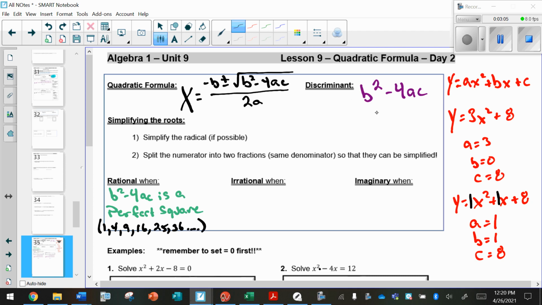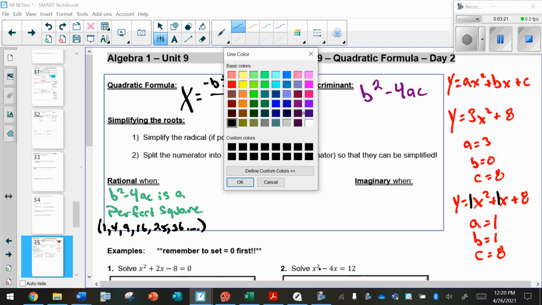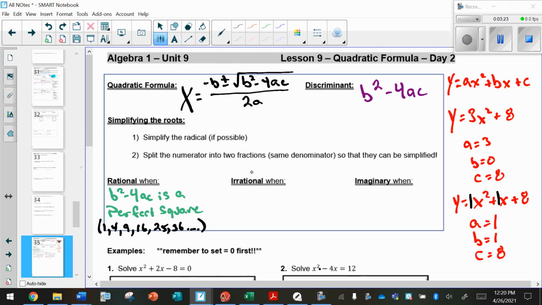One of those numbers, if the square root portion, the discriminant, the b squared minus 4ac, if that turns out to be a perfect square, then when we go to solve it, the square root of that perfect square comes out of the radical. When the radical goes away, our number becomes rational. It becomes a decimal that either repeats or ends. That's rational.